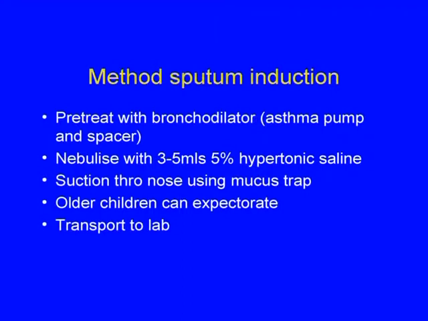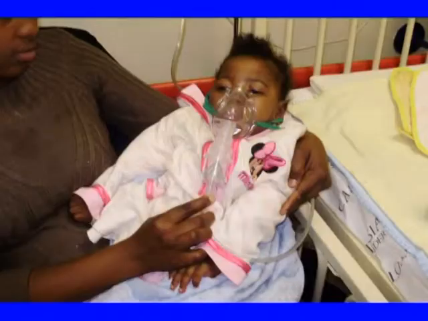So I've already been through the method. We give a nebulization with a bronchodilator. You can actually give a bronchodilator first with a metered-dose inhaler and spacer, but if you want to save time, you can just add it to the hypertonic saline nebulization. And then we recommend suctioning through the nose rather than the oropharynx. Older children can, of course, cough out, and rapid transport to the lab is important for viability. And here's one of the little children at Red Cross having the nebulization. There's no limit in terms of the lower age at which it can be done. It can be done in neonates, and it can be done all the way up. In fact, this is a technique that is now used in adults who can't produce a sputum specimen by themselves.